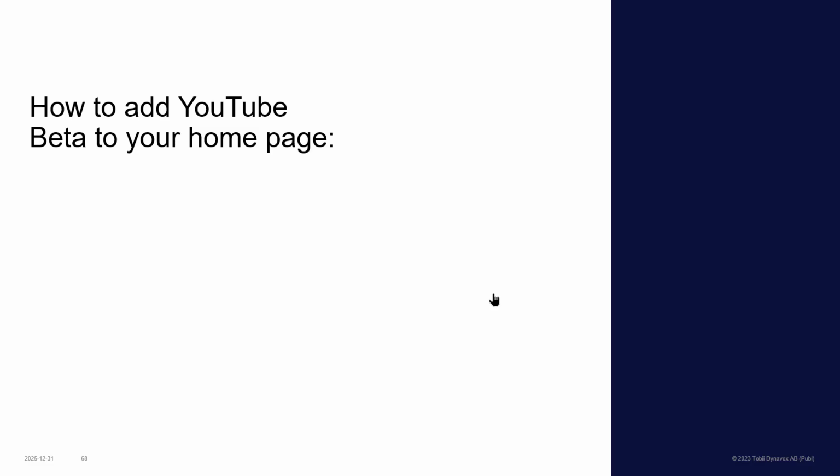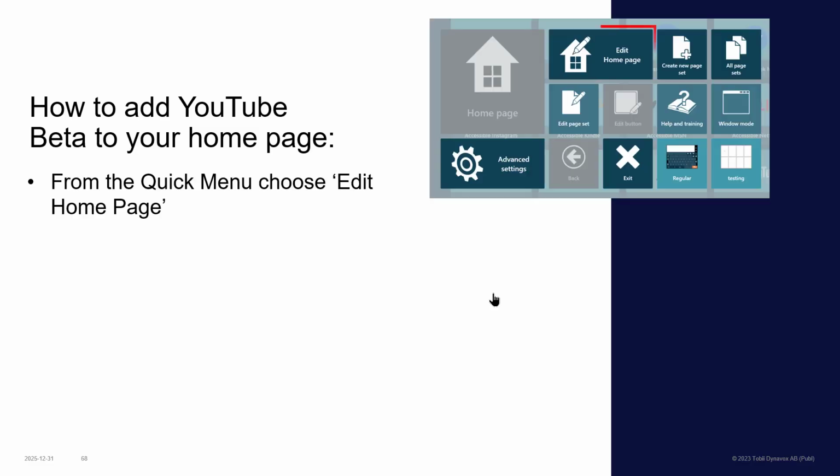Okay, so let's have a look at how you add YouTube Beta to your homepage. So what you need to do is go to the quick menu, so that's like a long hold or a right click or Control M, and choose Edit Homepage.